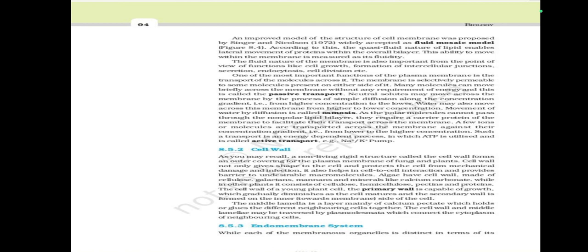Cell wall. As you may recall, non-living rigid structures called the cell wall form an outer covering for the plasma membrane of fungi and plants. The cell wall not only gives shape to the cell and protects the cell from mechanical damage and infection, it also helps in cell to cell interaction and provides a barrier to undesirable macromolecules.